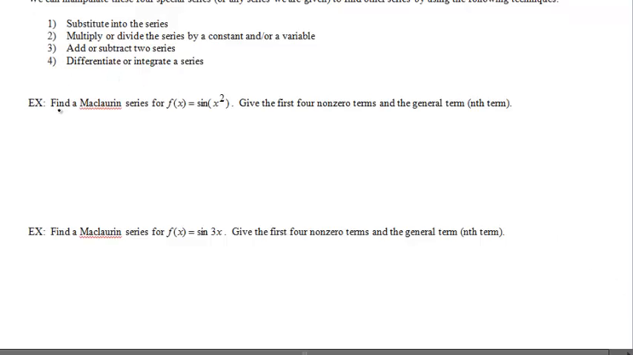All right, so let's look at this one right here. Find a Maclaurin series for f of x equals sine x squared. Well, how do we do that? We've got sine of x. So what we're going to do is replace every x in the sine x series with x squared. It's just a shortcut to having to find the power series representation the long way. And the long way is to use an algorithm that we're going to learn when we cover Taylor series.